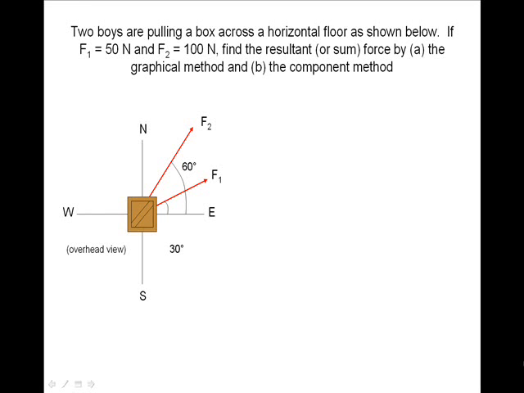We have a box at rest on the floor and two boys are pulling on it with different forces acting at different angles. We want to find the graphical resultant of the two forces as well as the numeric resultant. The graphical method of finding resultants means that we are going to add the two forces together. We will do this by drawing them one after another, and our resultant will be from where we started until where we end. This coordinate axis will be our starting point.